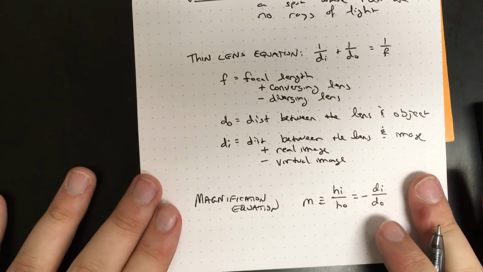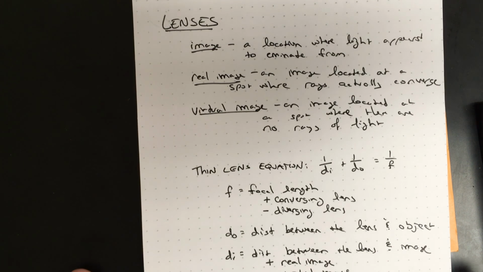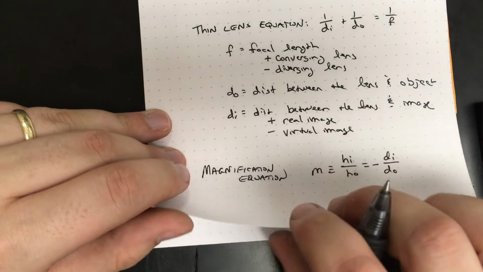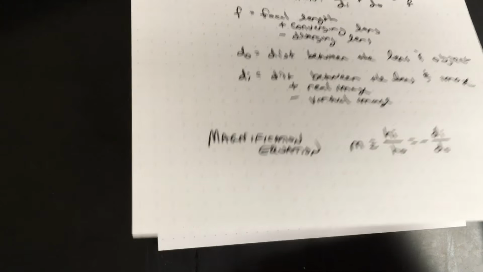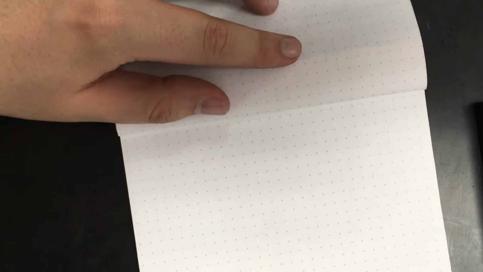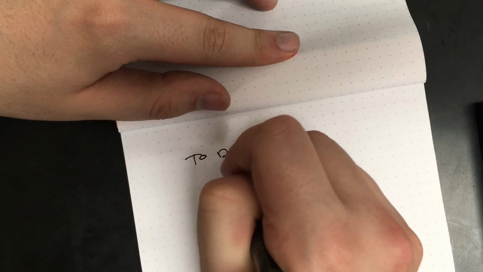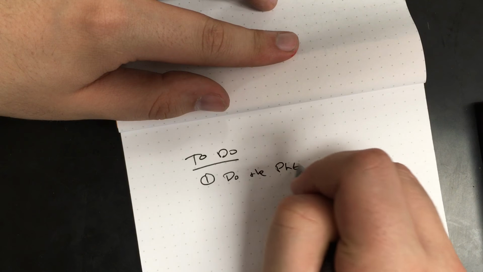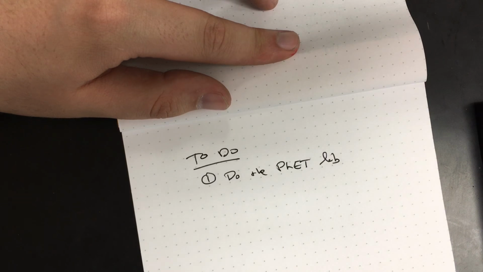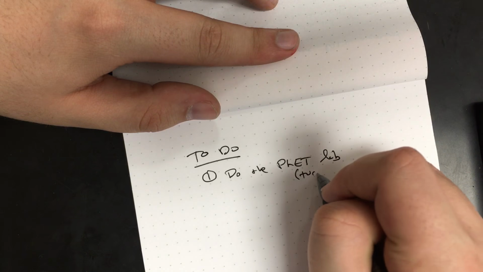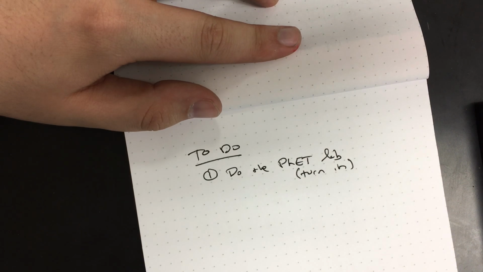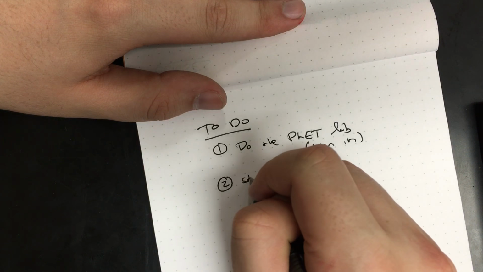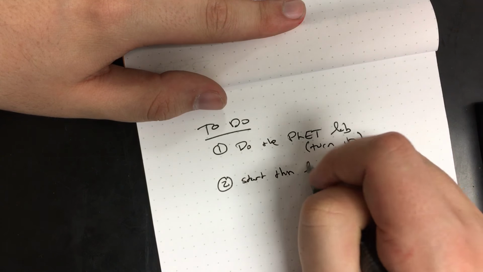So from here, you should be able to do your homework. But that's not what I want you to be focusing on right now. So let me give you your to-do list for the rest of the period. Number 1, do the PhET lab that you picked up. That should be finished before you leave. You'll turn it in. And then after you're done with that, you can start thin lens problems.